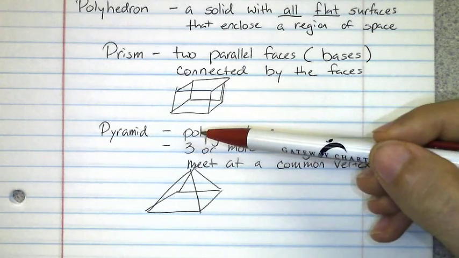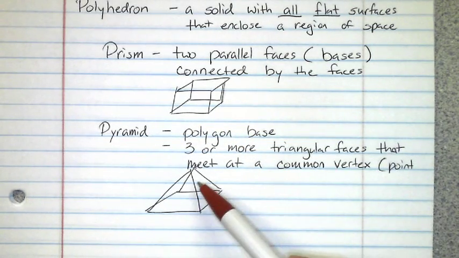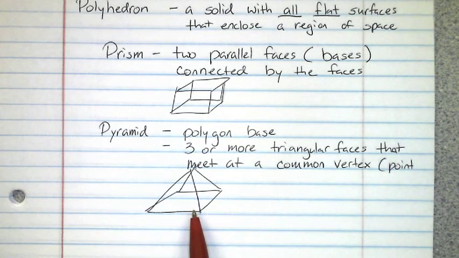The next one is the pyramid. Now, a pyramid has a polygon base, and then it has three or more triangular faces. So the sides are going to be triangles. You have at least three, could have more. They're all going to meet at a common vertex. That means they meet up top at a point. Sorry if my pictures aren't the best.